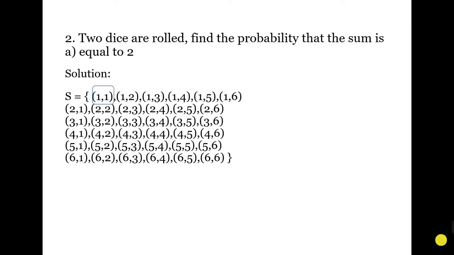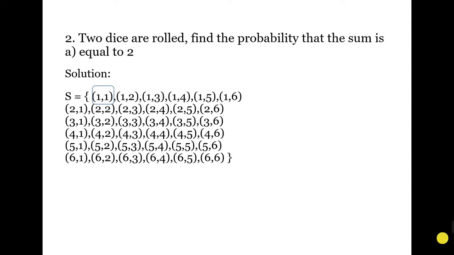2 dice are rolled. Then find the probability that the sum is equal to 2. Every dice has 6 choices. Now because there are 2 dice, the sample space will be multiplied by its 6 choices. The first choice of 1 dice will be partnered with one of the choices of the other dice.